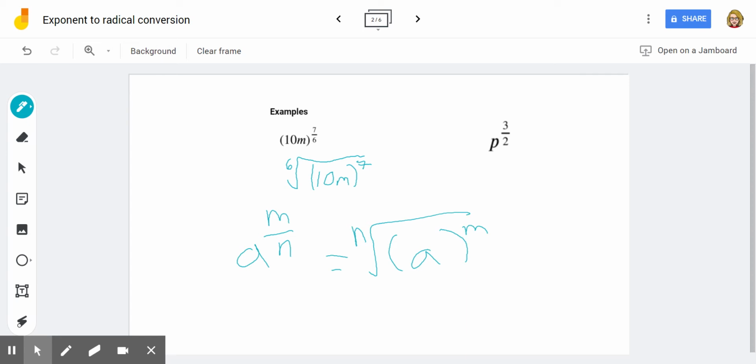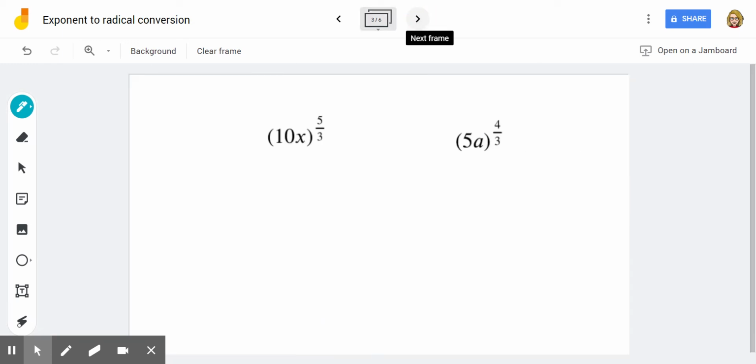Okay, let's do this example P. So remember, the denominator becomes your index, and then we have inside P to the third power. Now, just so we're clear on something, that has an index of 2 is the square root. So technically, I do not have to write the 2. So I could just write the square root of P to the third power.